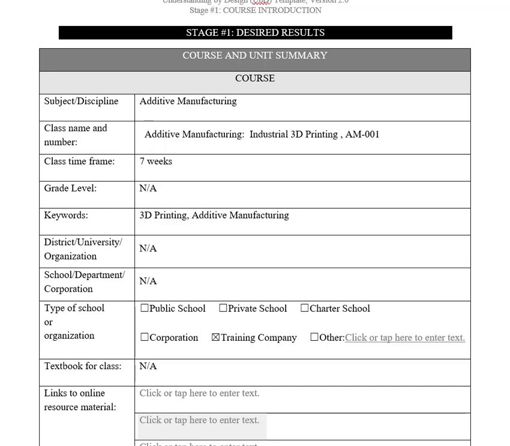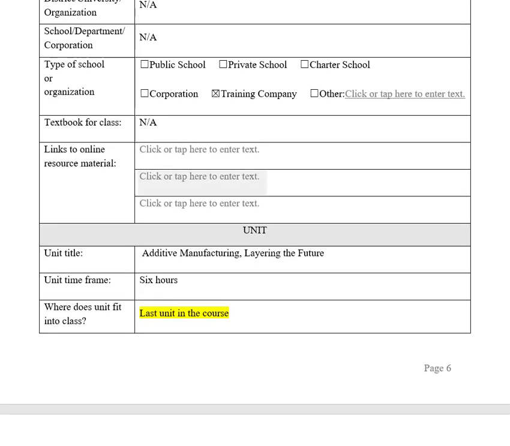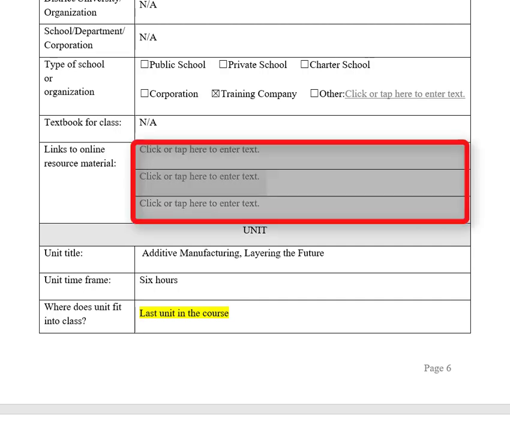Class time frame is 7 weeks. The grade level is NA. In this case I put NA because you'll see later, this is a company training thing. Keywords, these are things that you could use to find this on the internet, is 3D printing, additive manufacturing. And of course I put NA under all those things for school, department, corporation. Type of school or organization, as you can see here, I put training company in this example. There's no textbook for the class, and there's no links to online resource material for this course. But if you had them, you would just put them in there.